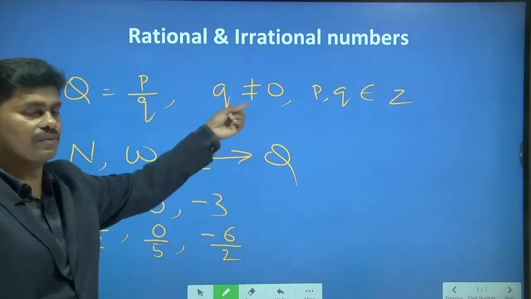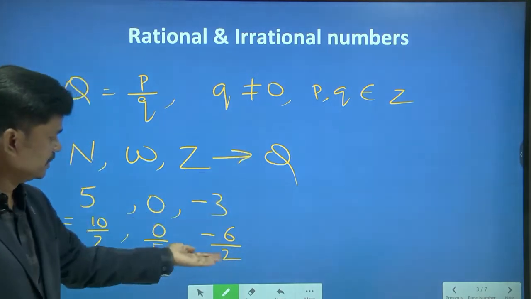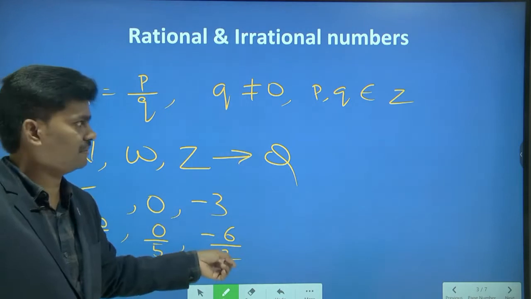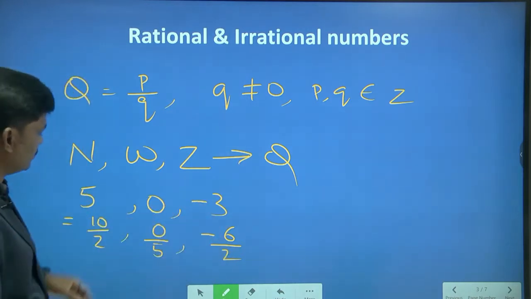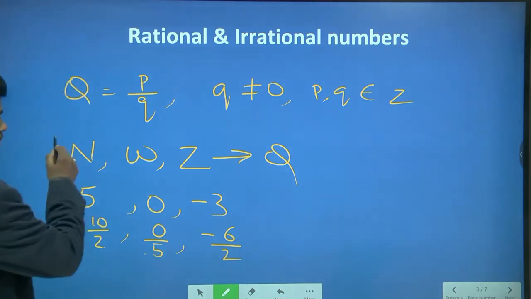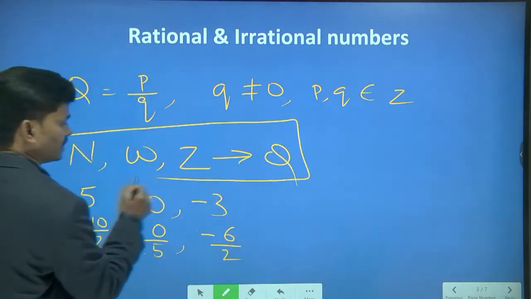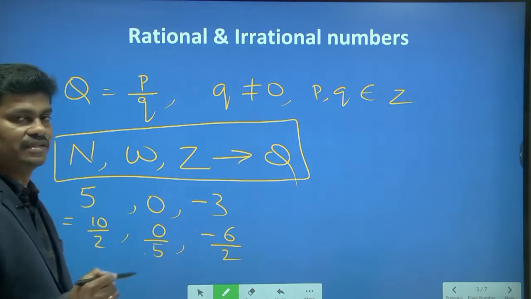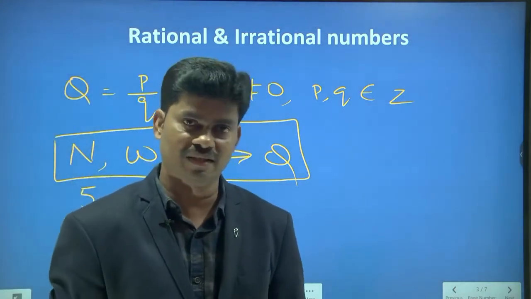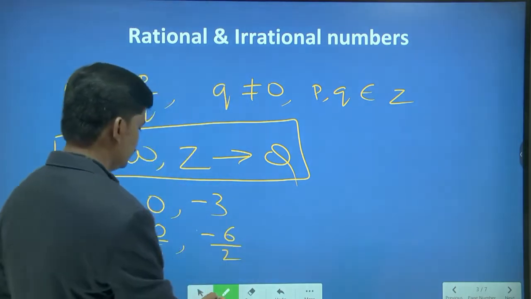Also q is not equal to 0; here the denominator is not equal to 0. And p, q are integers. So we give a conclusion: all the natural numbers, whole numbers and integers are rational numbers. Okay. Next.